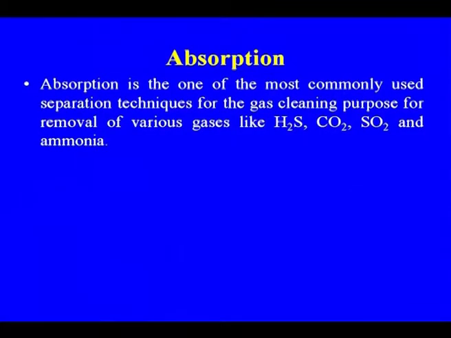Another process, as I told you, is absorption, which has been used from the very beginning in some form or other in the chemical process industry. It is one of the most commonly used separation techniques for gas cleaning, for the removal of gases like H2S, CO2, SO2, ammonia, and even chlorine, for which we use some absorbents. Even in the process industry, in the manufacture of ammonium hydroxide, sulfuric acid, or oleum, we are using the absorption process. So from the environmental point of view the absorption process is very important, but at the same time it is also very important in many chemical process industries.